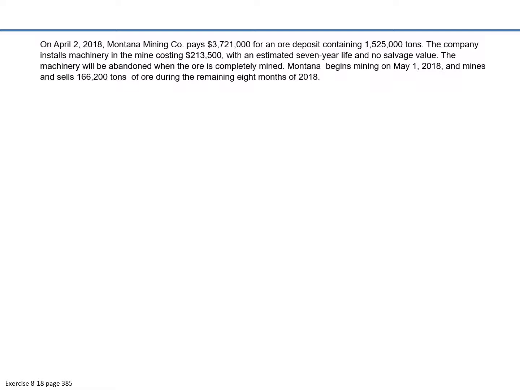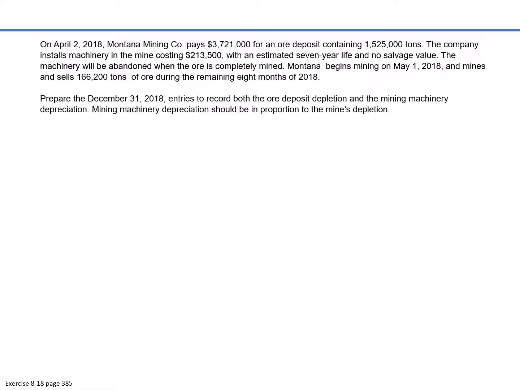Montana begins mining on May 1st, 18, and mines and sells 166,200 tons of ore during the remaining 8 months of 18. Prepare the journal entries to record both the ore deposit depletion and the mining machinery depreciation.